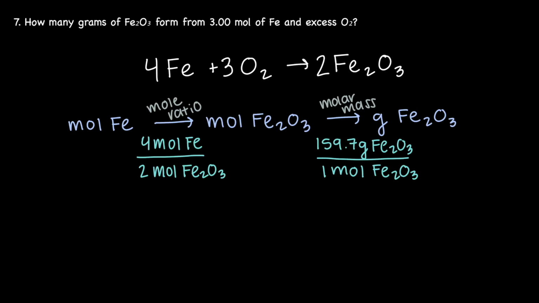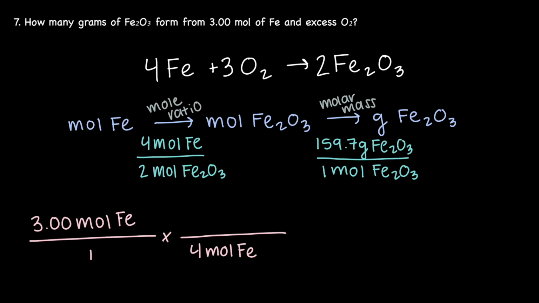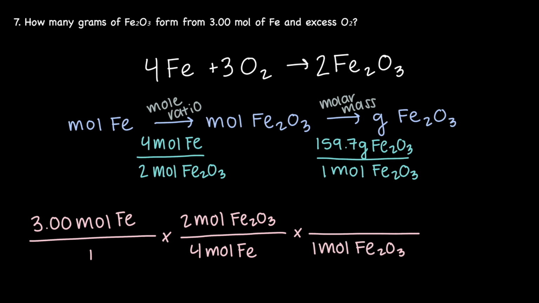We start with the given value, 3.00 moles of iron over 1. In the next fraction, we put 4 moles of iron on the bottom and 2 moles of iron 3 oxide on the top. In the next fraction, we put 1 mole of iron 3 oxide on the bottom and 159.7 grams of iron 3 oxide on the top. Moles of iron cancel, moles of iron 3 oxide cancel, and we are left with grams of iron 3 oxide for the final answer.